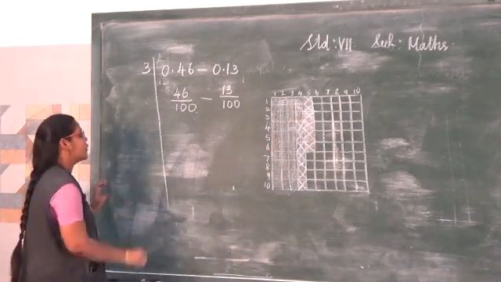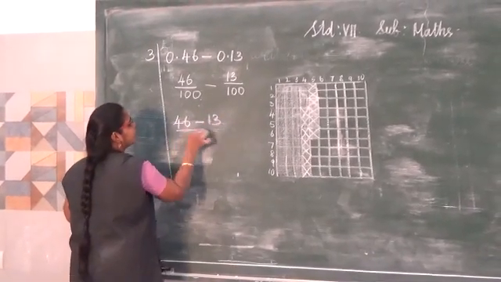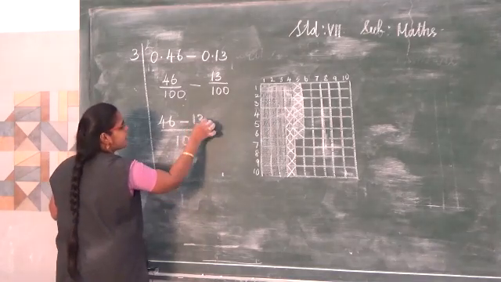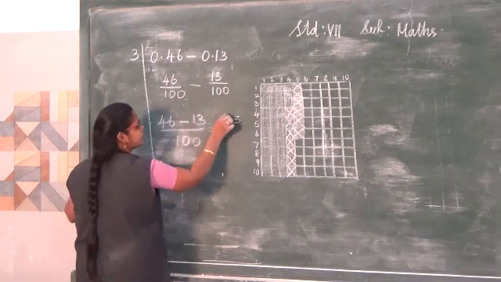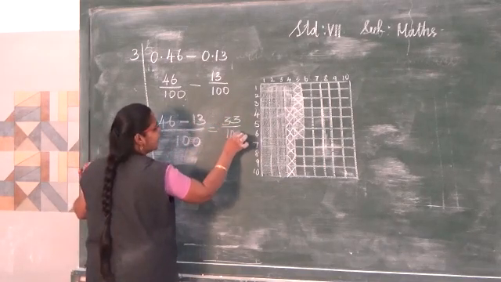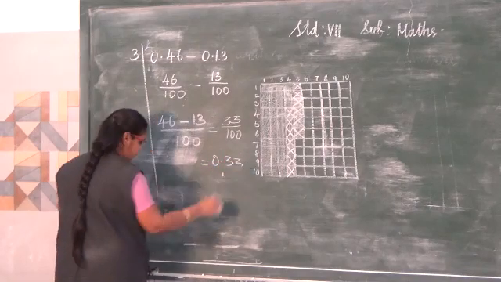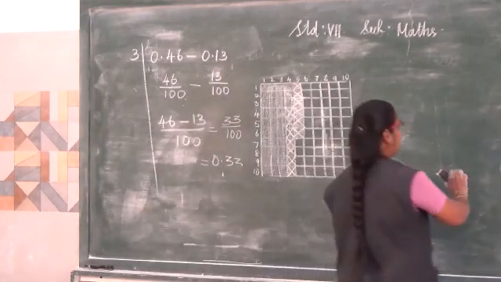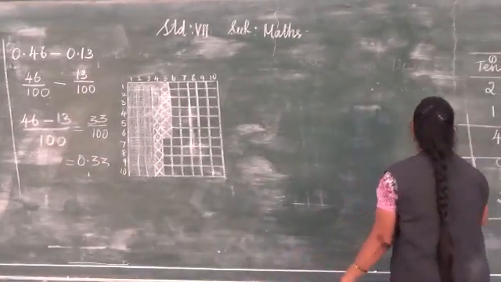33 is the answer. So 46 minus 13 divided by 100 is equal to, so 6 minus 3 is 3. So 4 minus 1 is 3. 33 by 100, this is equal to 0.33. So this is the way you have to draw in the grid model. Then next problem.